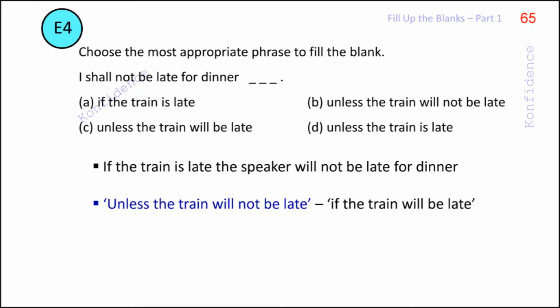Options C and D make sense. But which is grammatically more correct? When we express two future conditions, the earlier condition should be in present tense and the later condition should be in future tense. Here, the earlier condition is the train being late. So the right answer is option D, unless the train is late.